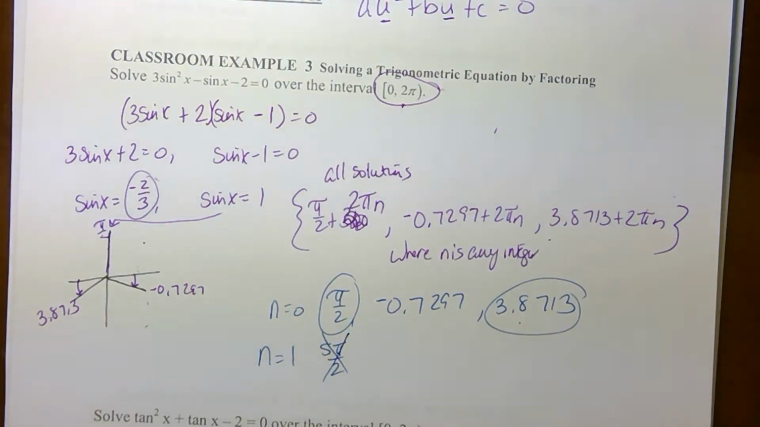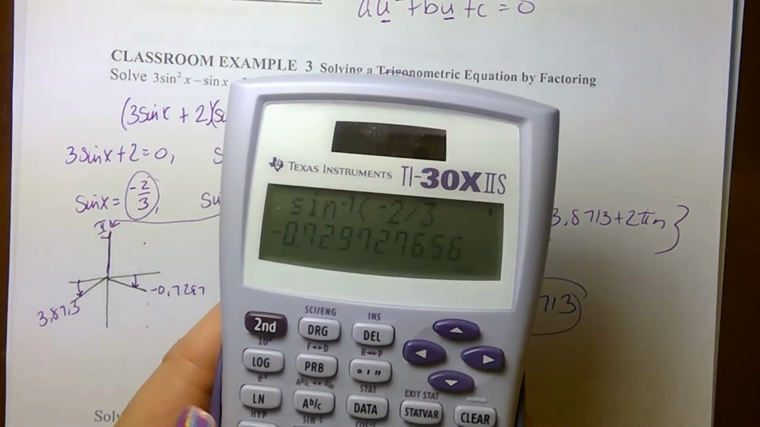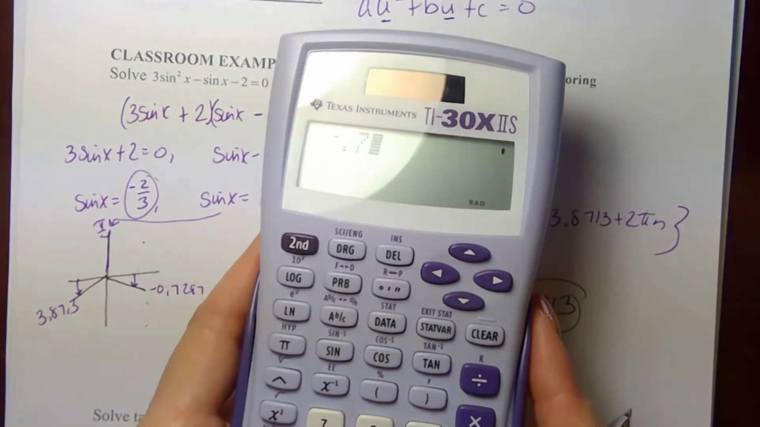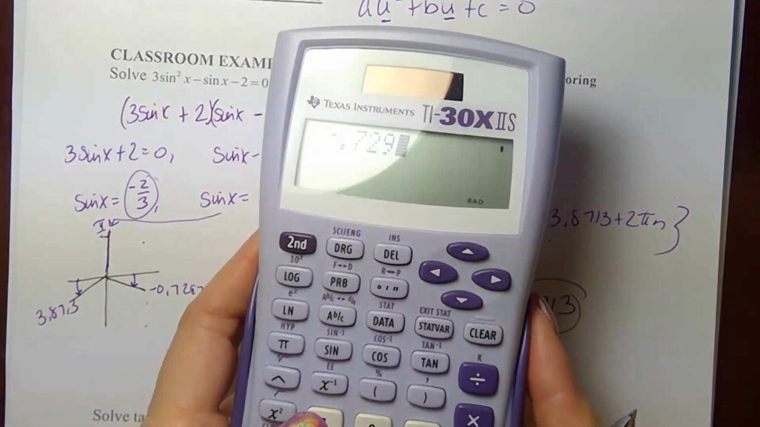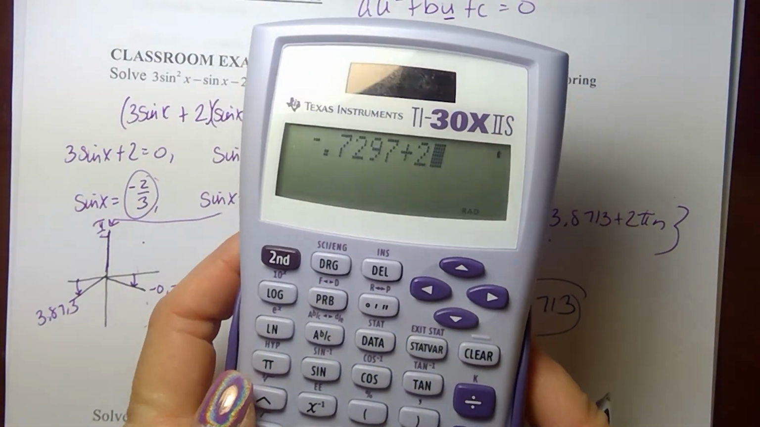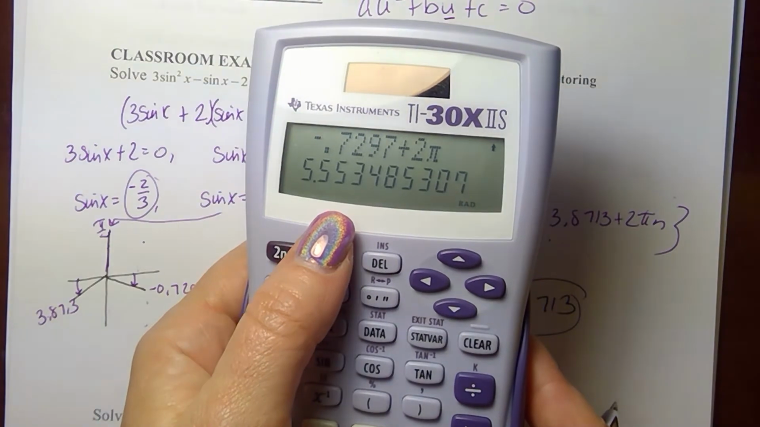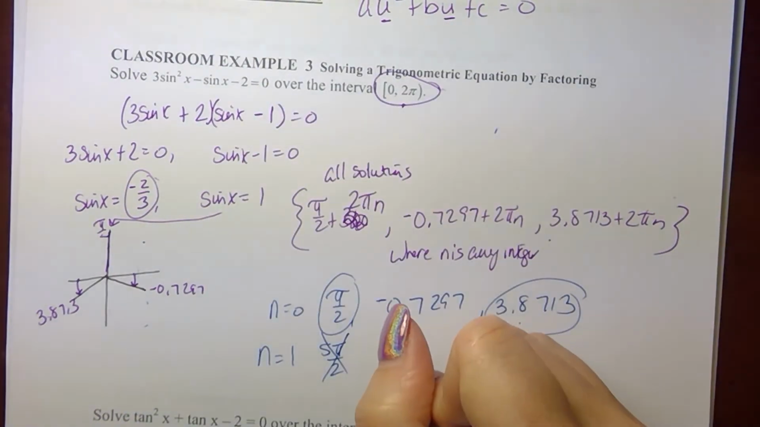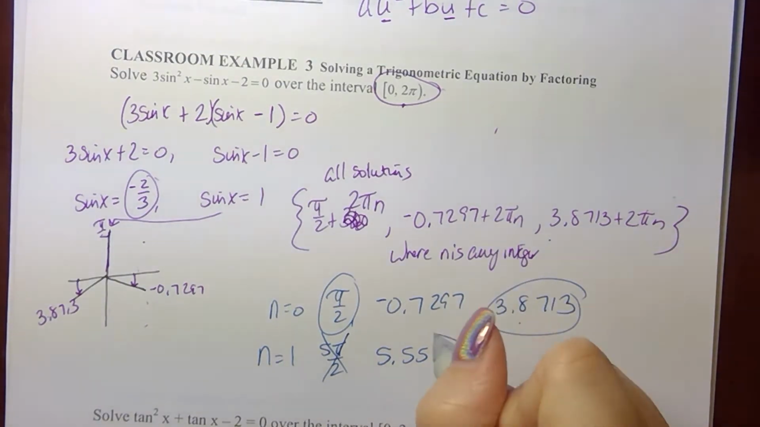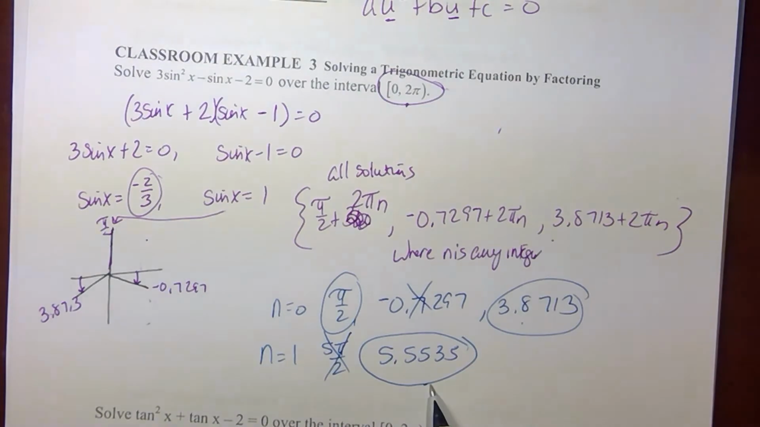I definitely don't need to go any further. Now I'm going to take this one and add 2 pi. So let's start there. Negative 0.7297 plus 2 pi, and I'm at 5.5535. That's within my interval. This one wasn't, because it was negative, so that's outside my interval. This is inside my interval.